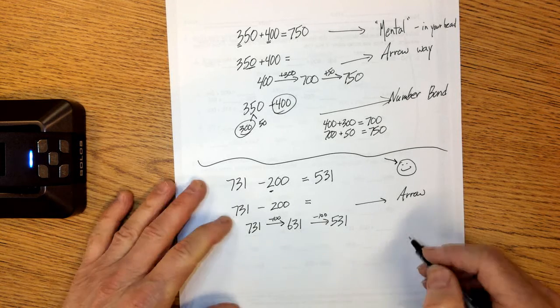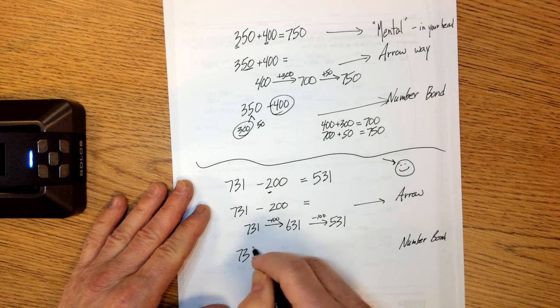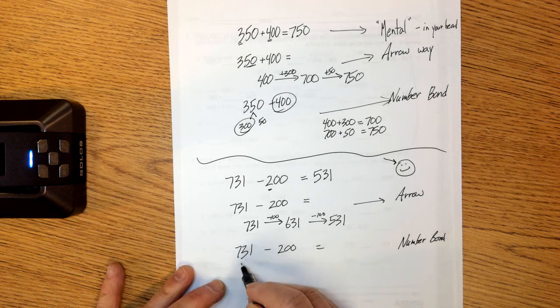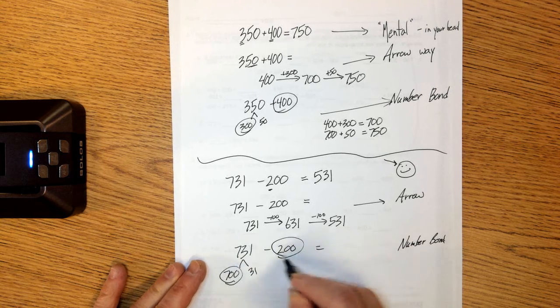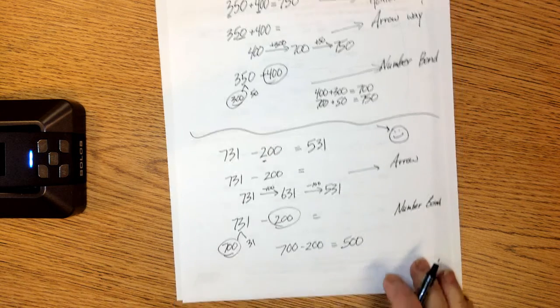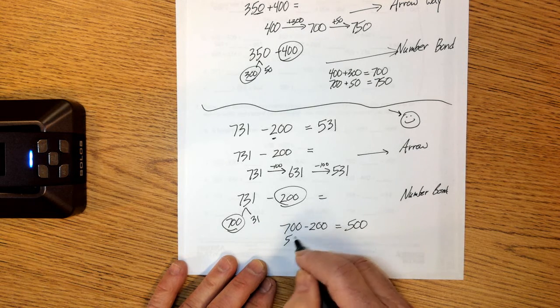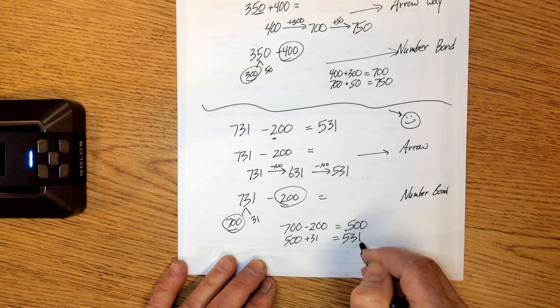So finally, let's see if we can do this in the number bond way. Same problem. How could we possibly do 731 minus 200 in the number bond way? Well, we could break this 731 up into the 700 and then the rest, 31. And then we can take the 700 and the 200 and make a simpler subtraction problem. 700 minus 200. That's 500. Are we done? No. We've got to go back and grab that 31 and join it with this 500. So the 500 plus that 31 that we separated out gives us 531.